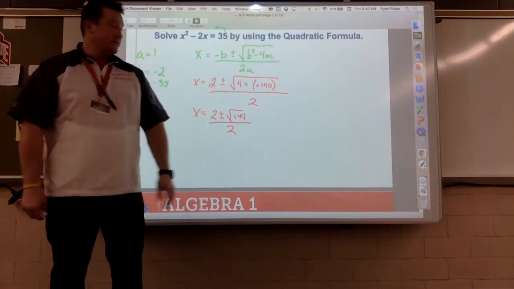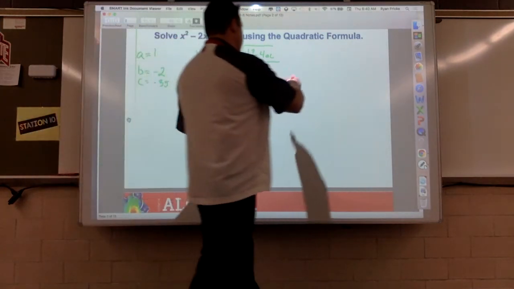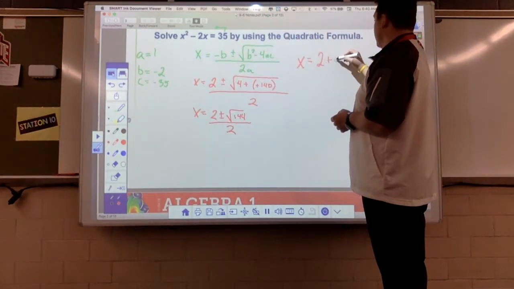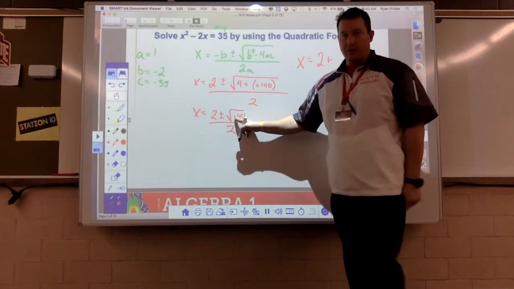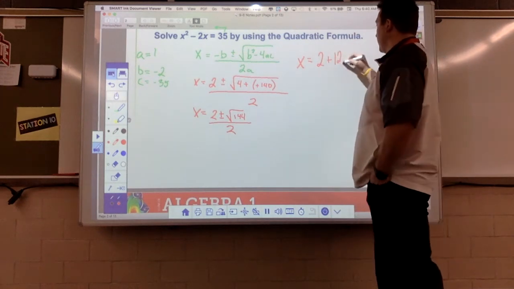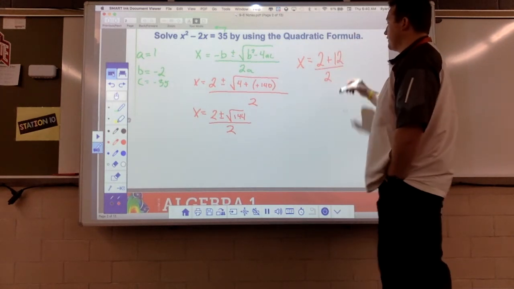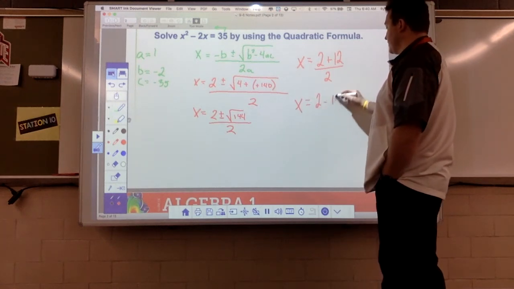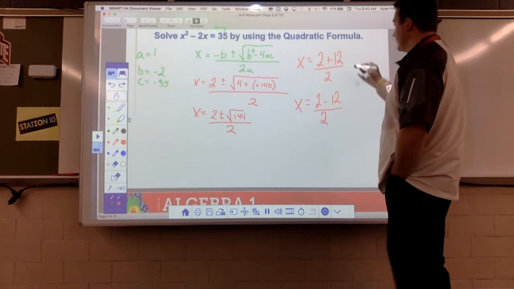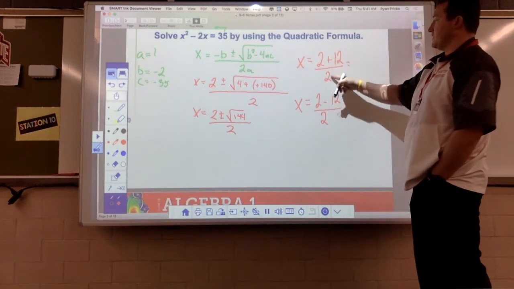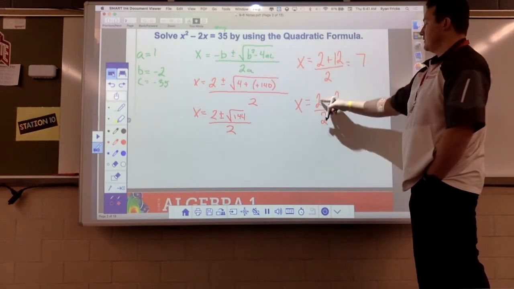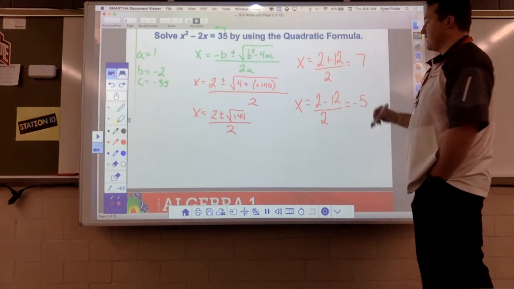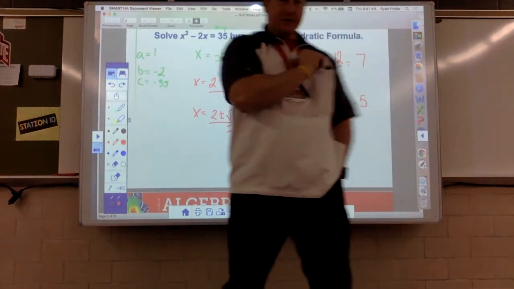So let's go ahead and simplify this. Let me write this up here. The first one is going to be x equals 2 plus, what's the square root of 144? Well, that's really the number 12. So 2 plus 12 divided by 2. My other one's going to be 2 minus 12 divided by 2. I'm going to keep simplifying here. 14 divided by 2 makes this a 7. That makes this negative 10, which would make this negative 5. There's your two answers.